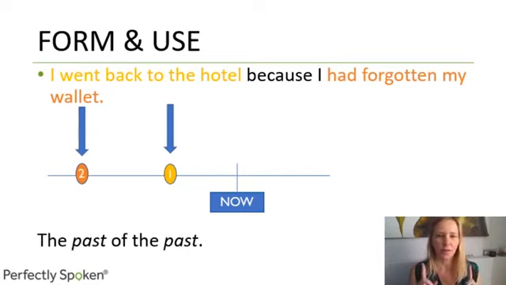Let's have a look at another example. I wanted to mention, past perfect is like the past of the past. So you say, for example, yesterday I saw my friend. Here's my friend. He was happy because he had got the job. So he was happy at that moment in the past, because he had got the job, which is the past of the past.